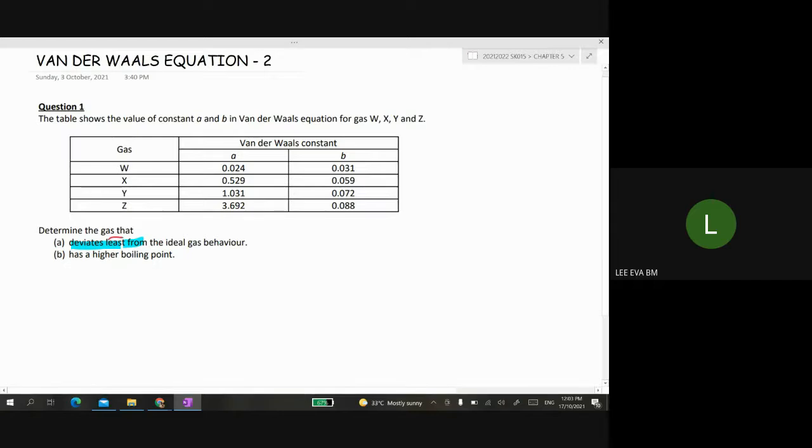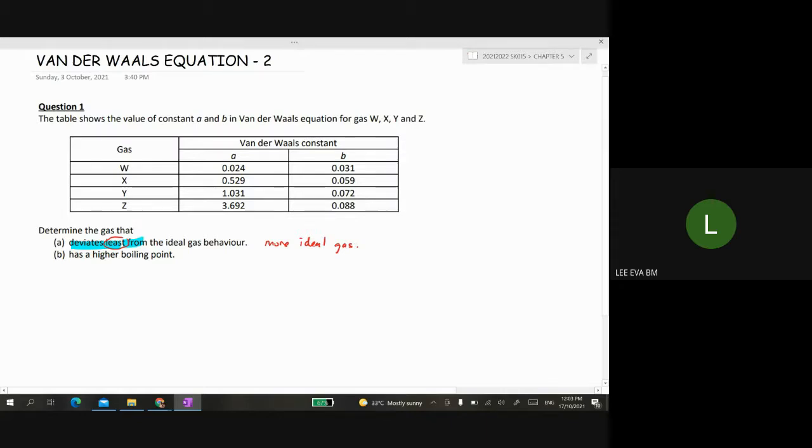This is the keyword. Deviate, yes. Kalau awak nampak deviate, you have to see the full sentence. Deviate, yes, we proceed towards the real gas. But here in the question, it says deviate least. That means we want a more ideal gas. Over here, deviate least. Yang paling ideal.